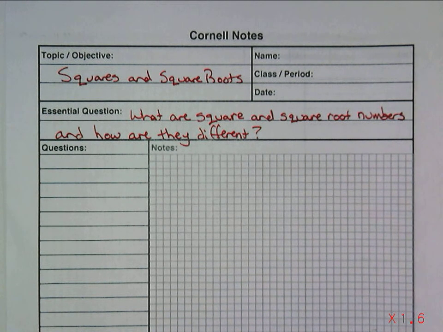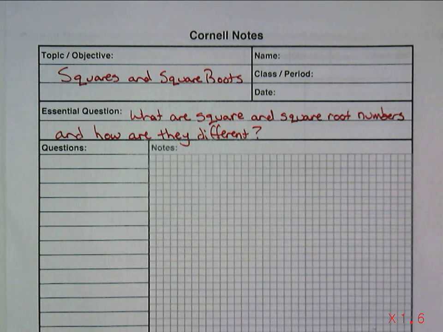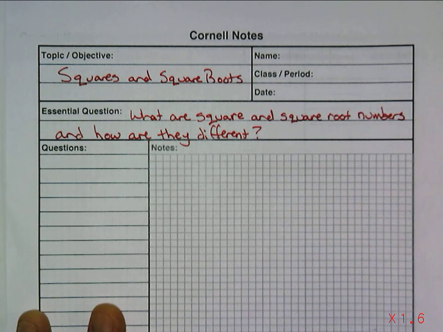So welcome to today's lesson on squares and square roots. And today in this lesson we want to be able to understand what a square number and a square root number are, what those kinds of numbers are, and how they are different.